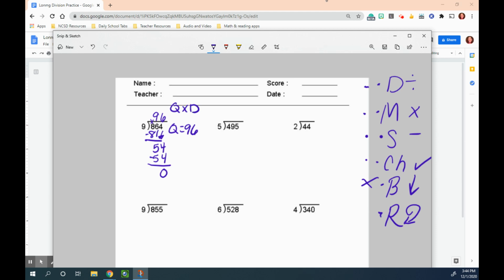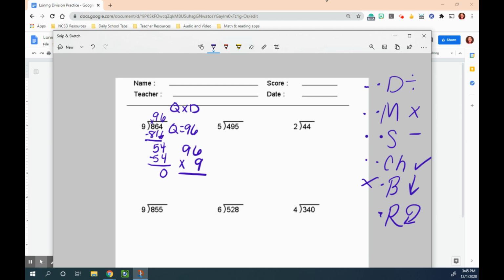Okay? You can check your work by multiplying the quotient times the divisor, okay? If you have a remainder, you're going to need to add on the remainder too, right? But this time we don't. So we're going to multiply the quotient of 96 by 9, which is the number of groups we were trying to divide 864 in, right? That's the divisor. If we multiply 96 times 9, it should give us 864.